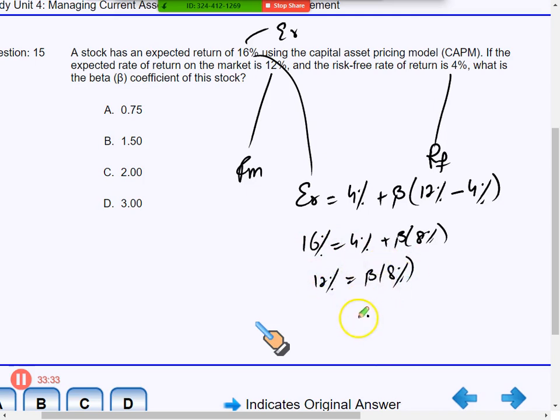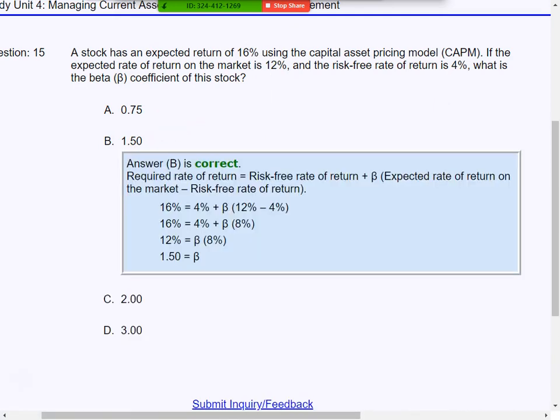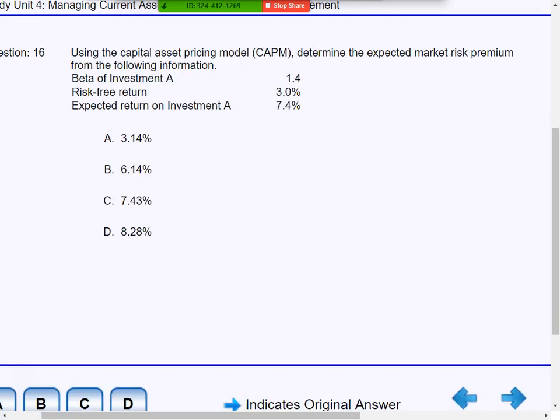Rest is simple arithmetic. So beta is equal to 12 upon 8%. Percentage sign would be cancelled out. You get a simple fractional answer, 12 by 8, and it is 1.5. So here we're right. B is the answer. See, it was simple arithmetic. You just need to plug in the right numbers.